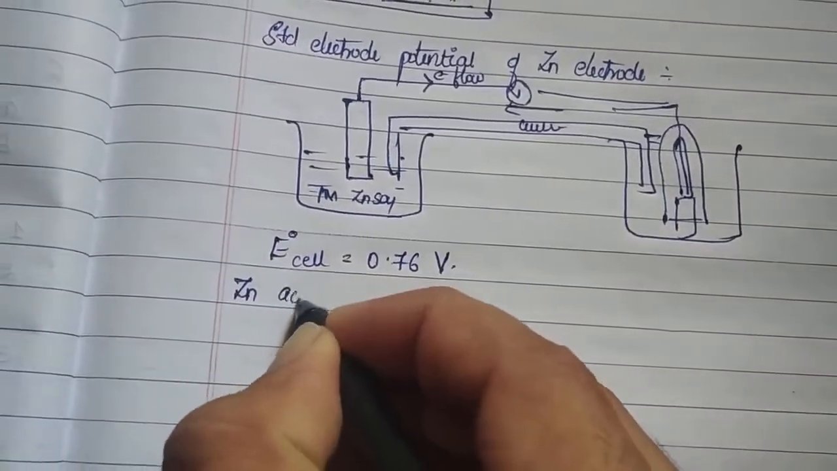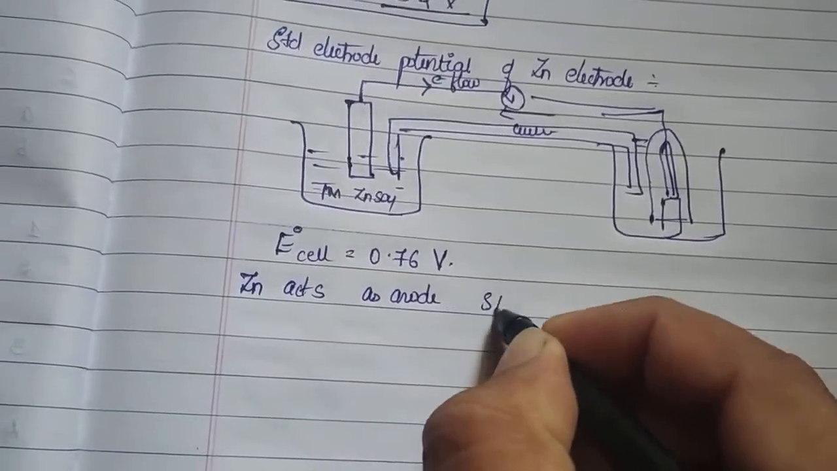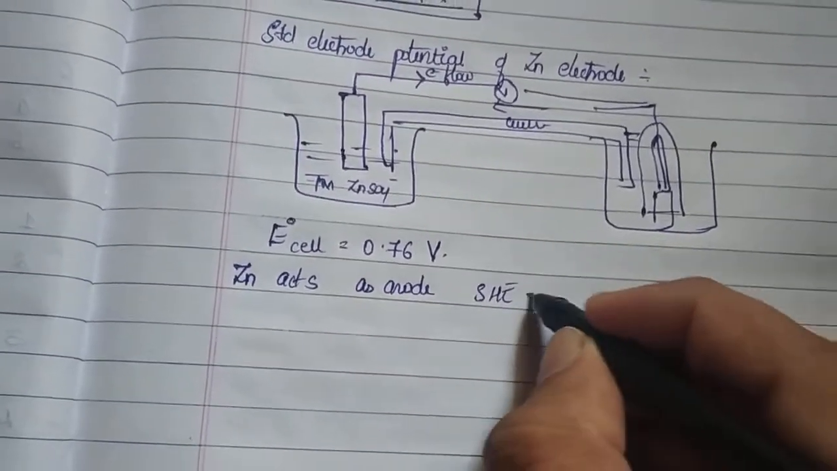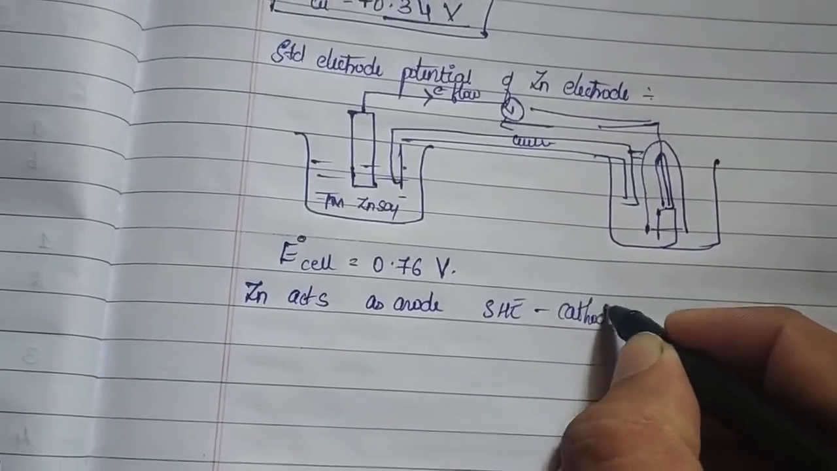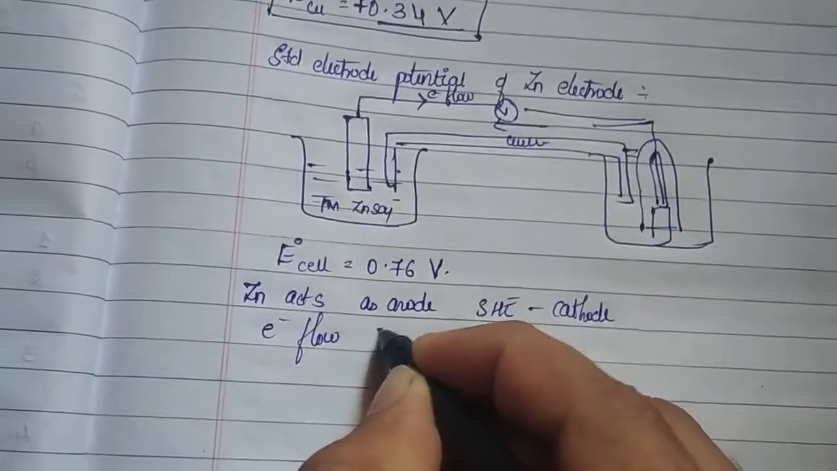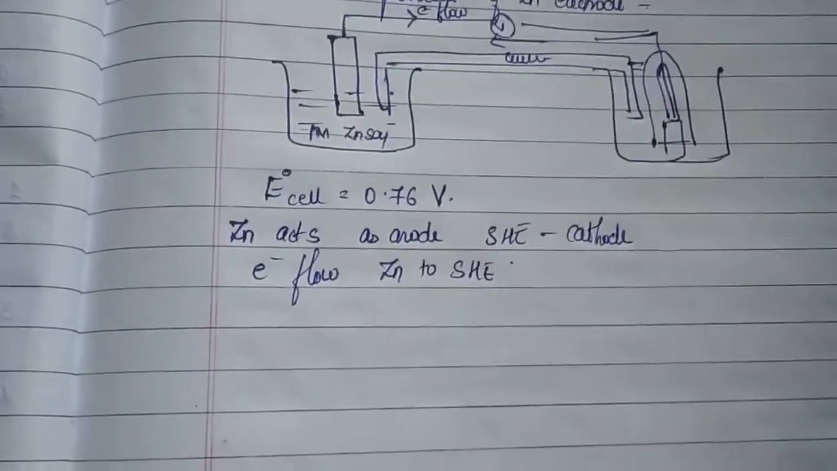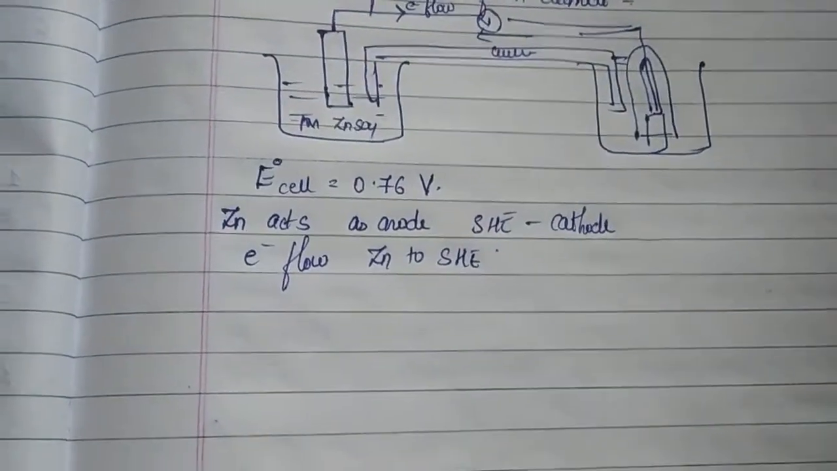And of course, what is happening here? Zinc is acting as the anode, and the SHE is acting as the cathode. Why is it so? Because electron is flowing from zinc to SHE. Electron is flowing from which one? Zinc to SHE. Very much important, guys.